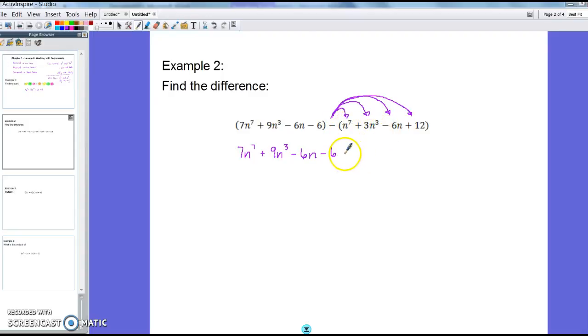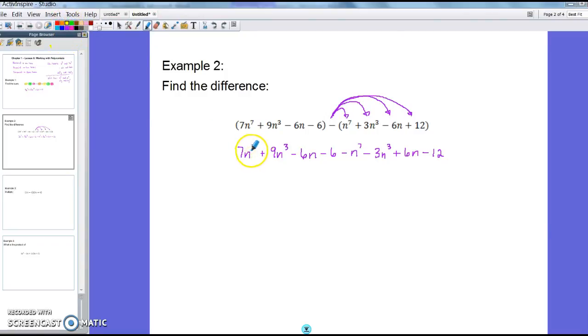So n to the 7th is now going to be negative n to the 7th. Positive 3n to the 3rd is now going to be negative 3n to the 3rd. Negative 6n is now going to be positive 6n, and positive 12 is now going to be negative 12. Okay, so I literally just took away the parentheses and changed the sign of everything. And now when I add, it's much easier because I've already dealt with the negative. So now I can just combine my like terms.